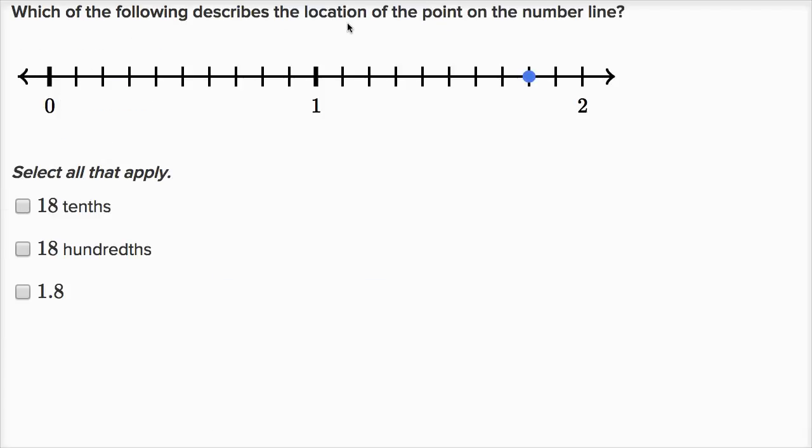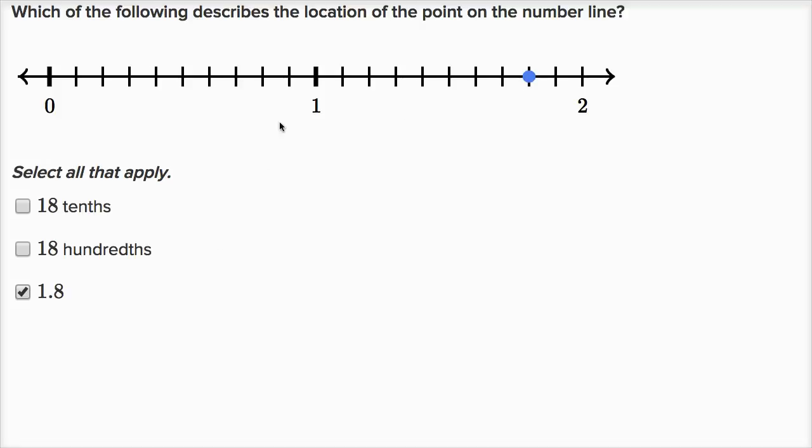It says, which of the following describes the location of the point on the number line? Let's see, I have 1, and then between 1 and 2, I've divided it into 10 equal spaces. 1, 2, 3, 4, 5, 6, 7, 8, 9, 10. So each of these tick marks is going to be a tenth. So this is 1 and 0 tenths, 1 and 1/10, 1 and 2 tenths, 1 and 3 tenths, 1 and 4 tenths, 1 and 5 tenths, 1 and 6 tenths, 1 and 7 tenths, 1 and 8 tenths. So 1 and 8 tenths is the same thing as 1.8. So it's that. But what about these other options?